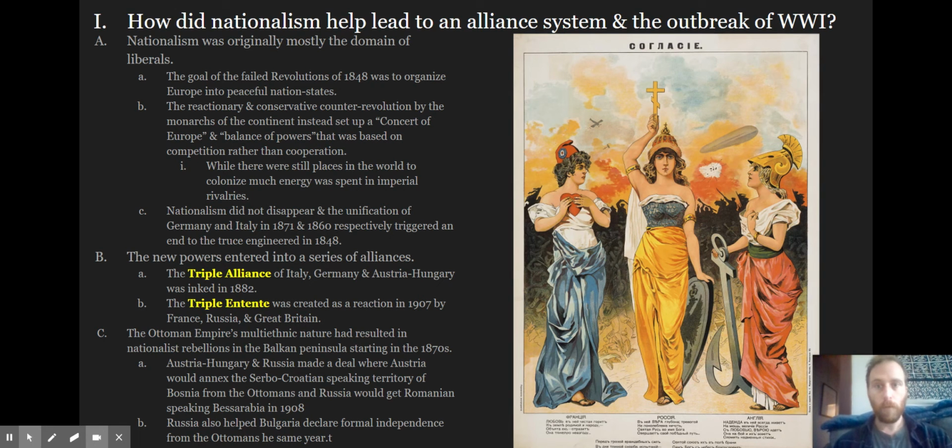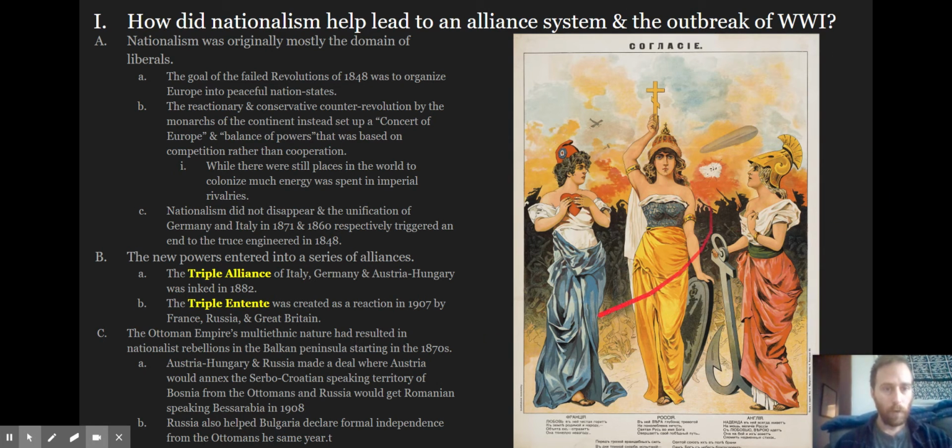But nationalism still doesn't disappear, even though the liberal version of it does, because again, that's defeated by the monarchs of Europe. And Germany in 1871 is unified in a series of basically military conquests by the conservative government of Otto von Bismarck, and Italy is unified under the monarchy of Sardinia-Piedmont in 1860. So, boom, all of a sudden the balance of powers is gone. So these new powers, Germany and Italy, these are the disruptors, enter into a series of alliances. I'll start actually with the second one here, the Triple Entente.